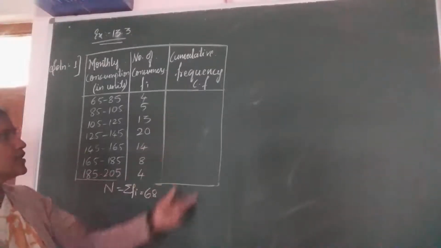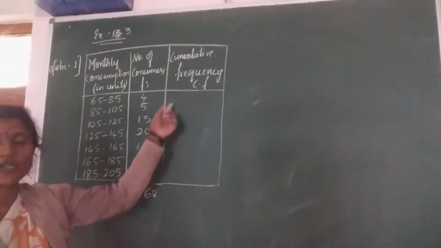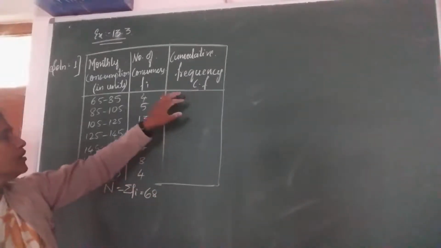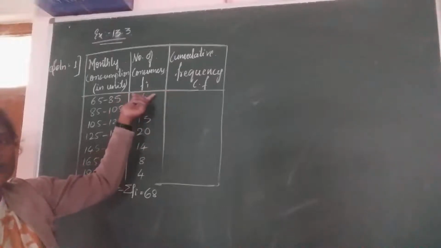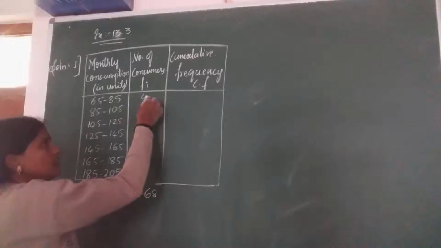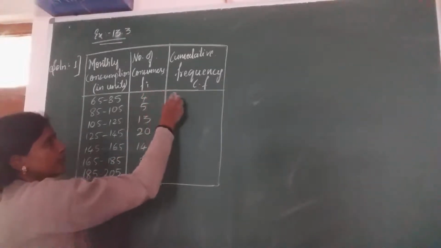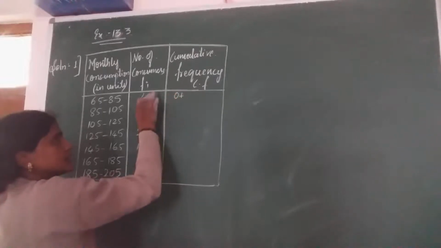Now how do we find the CF here? What is CF? CF is the cumulative frequency. It is nothing but adding each frequency to the sum of the preceding frequencies. Before this 4, there is no frequency, so we will consider it as 0.